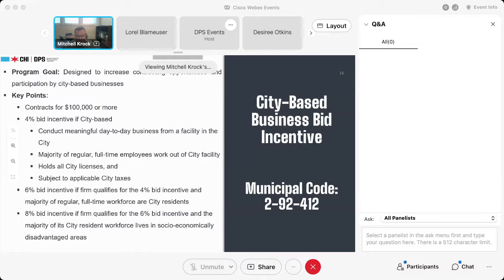Just to stress, we're talking about City of Chicago geographic limits. There are other city programs that involve the 6-county region that go beyond the city. This is definitely limited to the City of Chicago and not the surrounding counties.